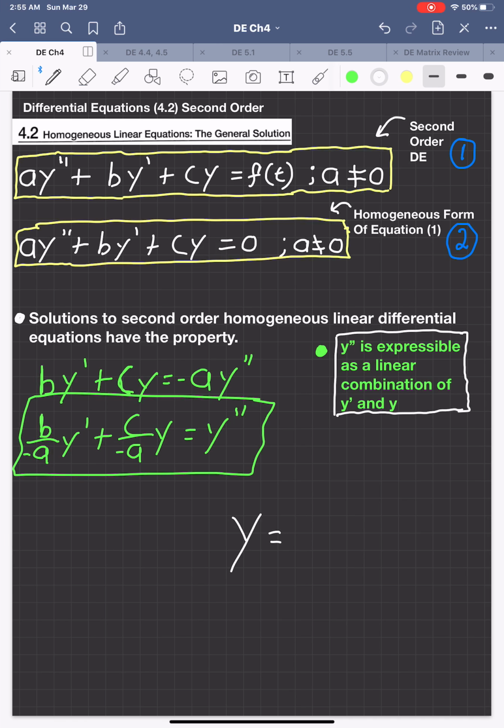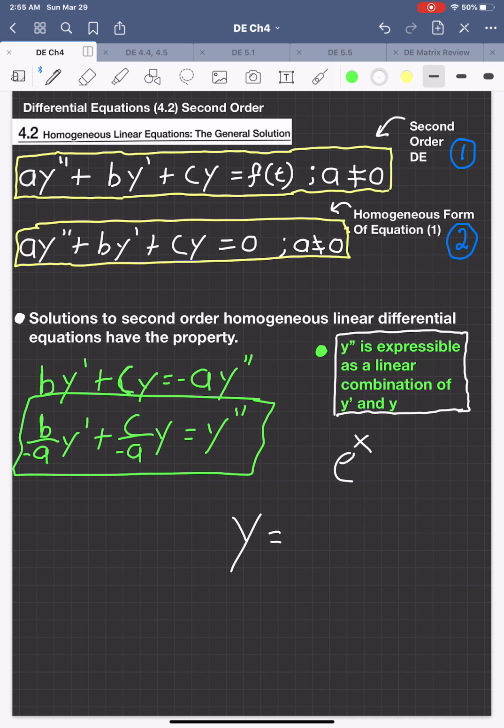Well, I'm hoping that you're at least thinking about e to the x type of functions, right? Because the derivative of e to the x is e to the x, and the second derivative of e to the x would still be e to the x. So notice how the form of this function looks like it would lend itself here.